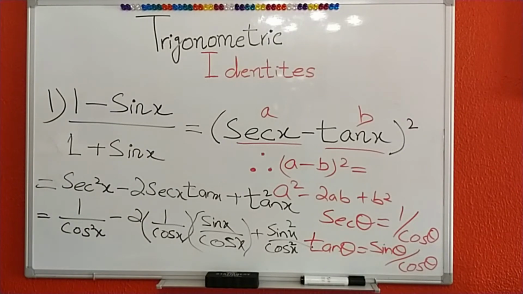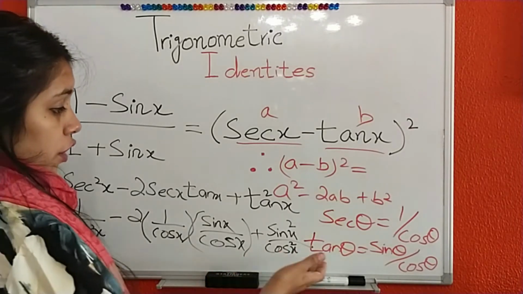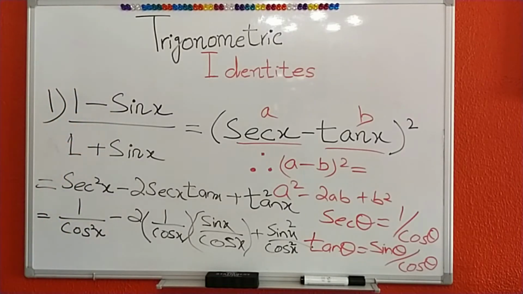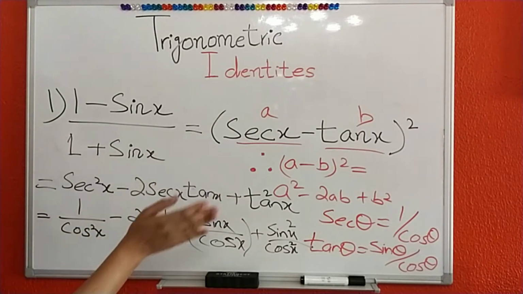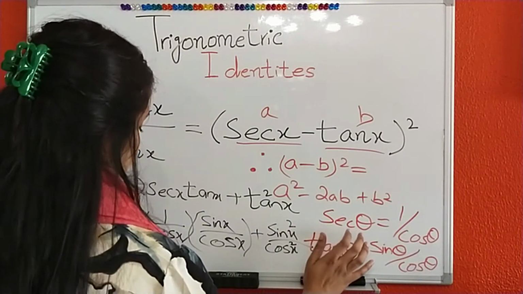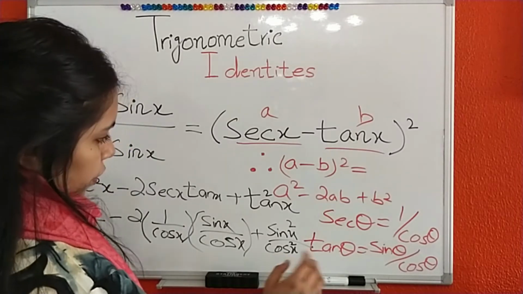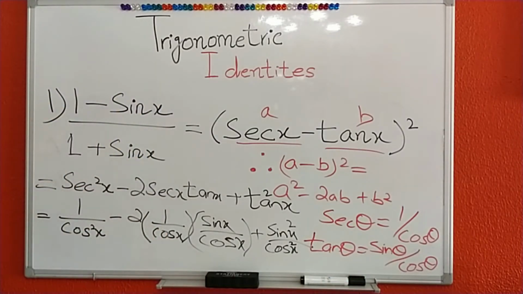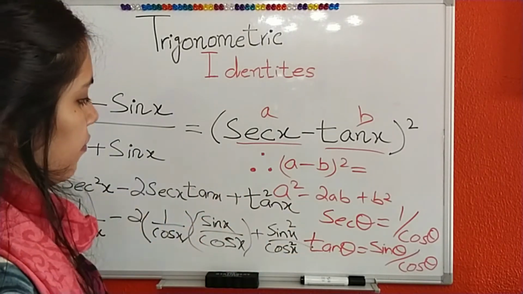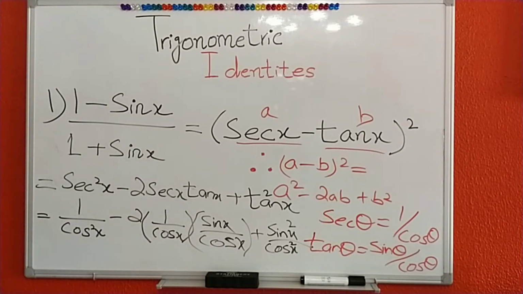I hope you understand these two steps very well. If you want to copy these formulas, you can copy; I'm giving you 5 to 10 seconds. This is the formula I have used from algebra, this is the reciprocal identity, and this is the quotient identity. You can also write the names. I have taught you these two identities in my previous video, so you can watch it to learn them.